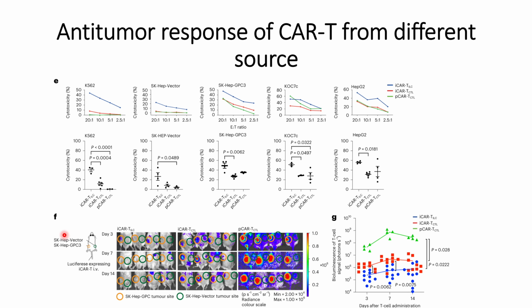Thereafter, they also did the in vivo studies where on one side they transplanted the vector SK-HEP control tumors that do not have the antigen, and on the other side they transplanted the antigen specific tumors that have GPC3. Then 14 days after the transplantation, they injected the different CAR-Ts, and they found that the CAR-Ts from the immature T cell lineage from induced pluripotent stem cells do not give signals, neither for the tumors with the antigen present in them, nor for the tumor that does not have any antigen.